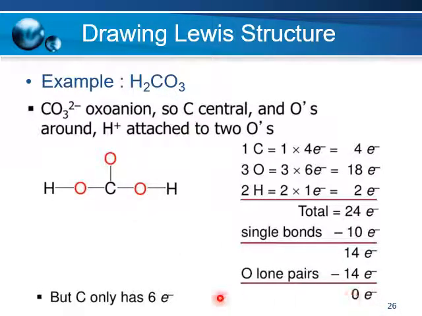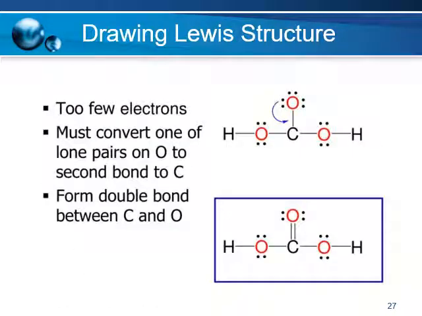But C only has 6 electrons. So how do we do it? We're going to have a dative bond. Because of too many electrons in one place and too few in another, we must convert one of the lone pairs on O into the second bond to the C. That's why you have a double bond here. Only then is it balanced.